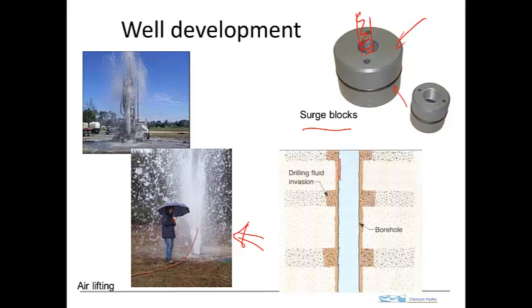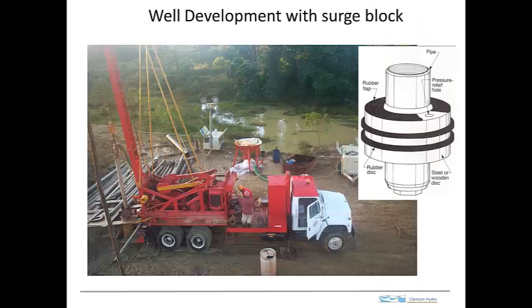And so you've got the block here, and you push it down, and that pushes water out, and then you pull it back up, and that pulls water in. So this is much like the plunger on a toilet, where you would mechanically push water in and out to try to remove some blockage. So here's another look at a surge block, and this is the surge block being used with a rig, a fairly involved process.